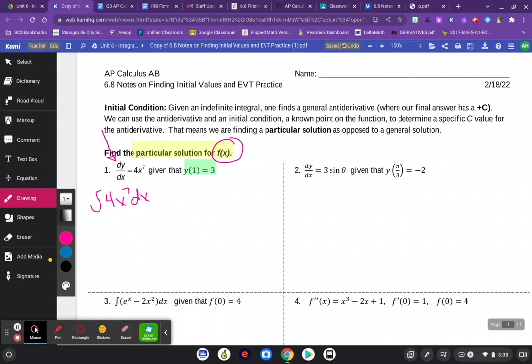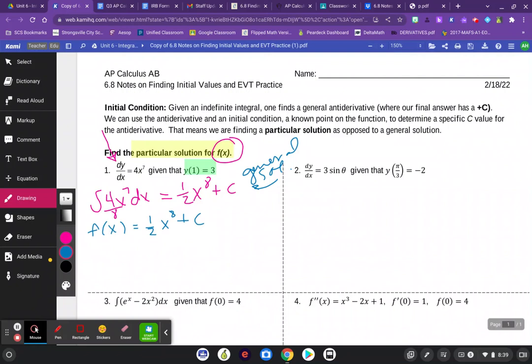And so when I go to find this antiderivative, I'm going to add 1. So I get x to the 8th. And divide by that new exponent. And so that gives me 1/2. And then a plus c. And so what we technically found is the general solution. This would be called the general solution because it has this plus c. So what we really found is that f of x is equal to 1/2 x to the 8th plus c.